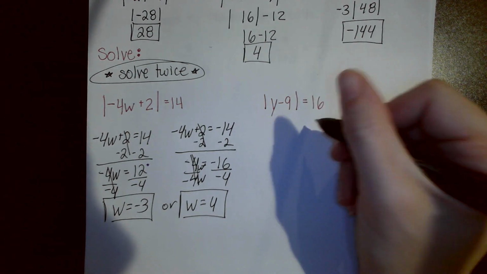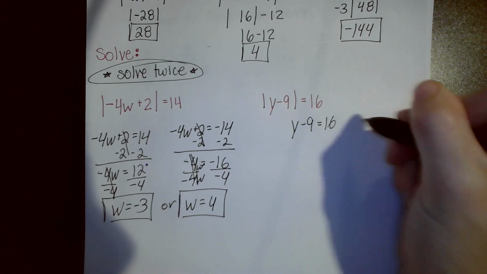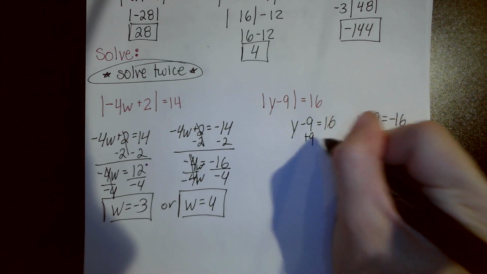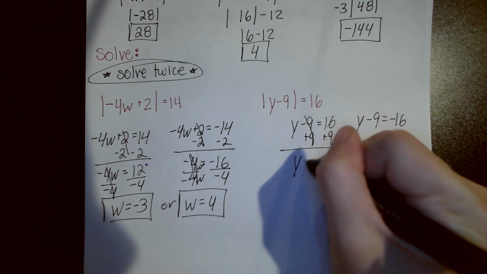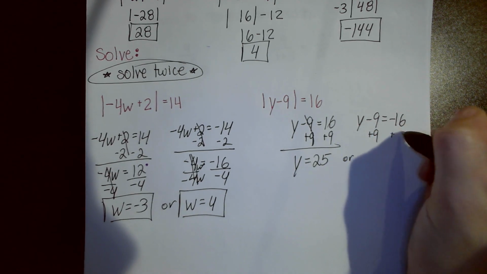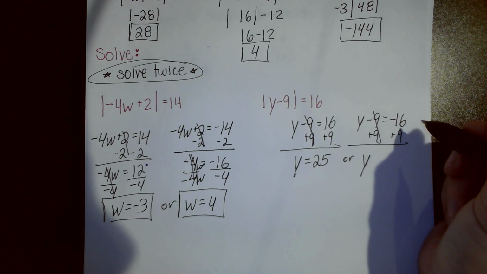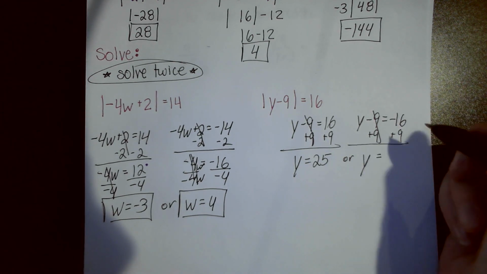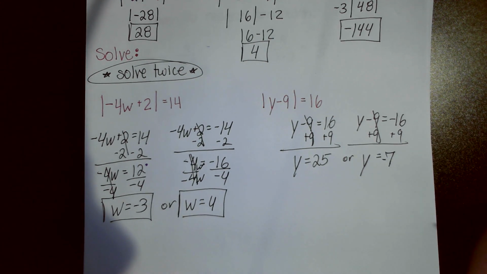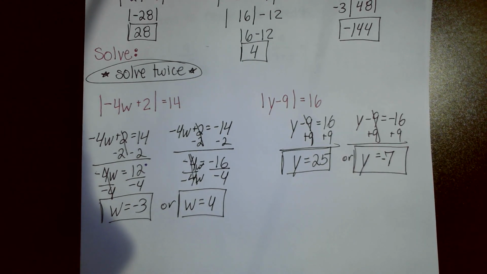Okay. So the next one, absolute value of y minus 9 equals 16. So y minus 9 equals 16, and y minus 9 equals negative 16. That means y equals 25. Or if y minus 9 is negative 16, that's going to give me negative 7. So y equals 25 or y equals negative 7.